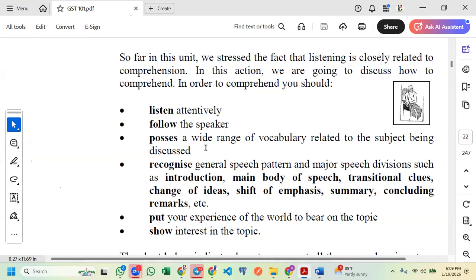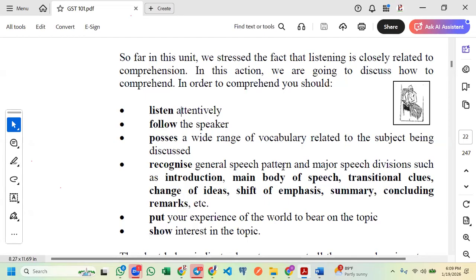Let's say the lecture or seminar I attended is talking about television. Then I should have enough vocabulary that will help me to understand the concept around television. You can do that by making sure you learn new words every day, maybe through a dictionary or through reading books. If you come across any word that is bigger than you, look for the meaning, learn it by heart, start using it. That will improve your vocabulary.